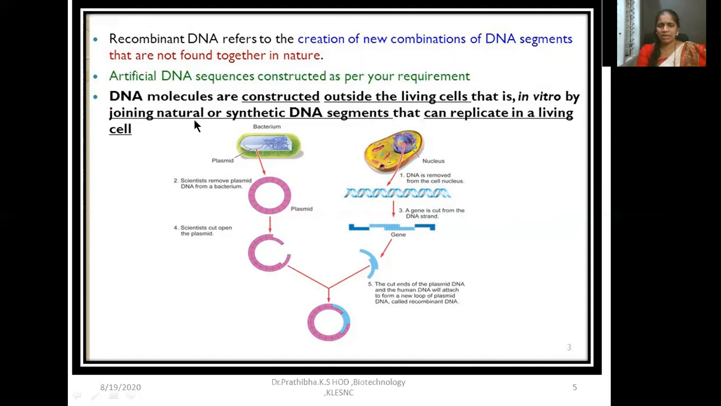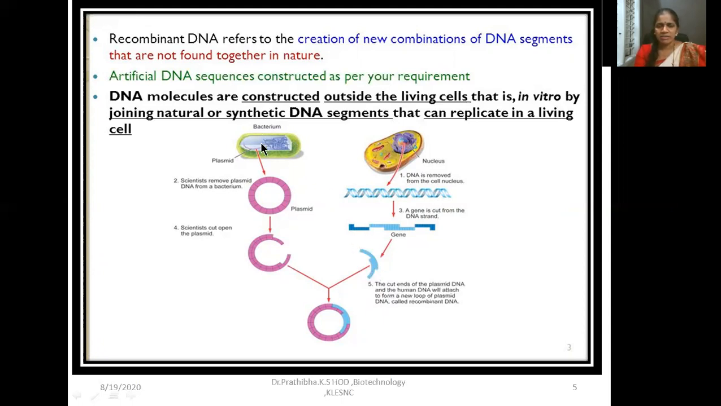Natural means you are going to isolate the DNA from plant cells, animal cells, and bacterial cells, or you can also synthesize in the laboratory your desired DNA segments or fragments that can replicate in a living cell. This particular DNA you can isolate from any plant cell, animal cell, or bacterial cell, or you can construct it synthetically in the laboratory.